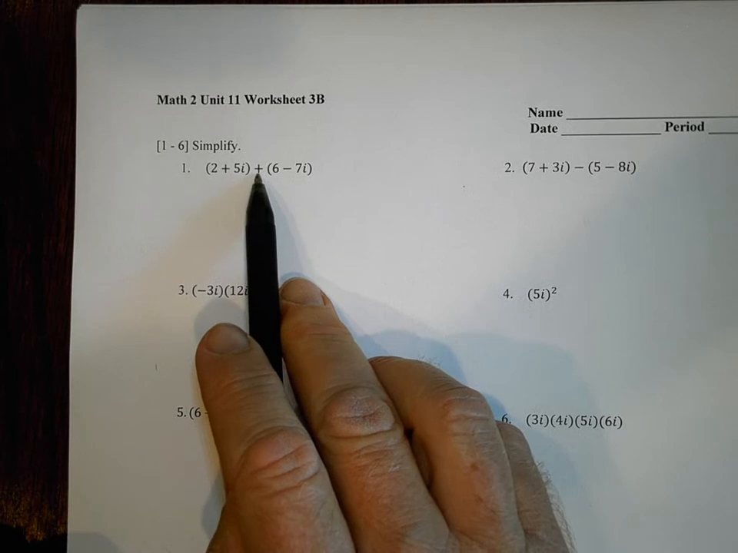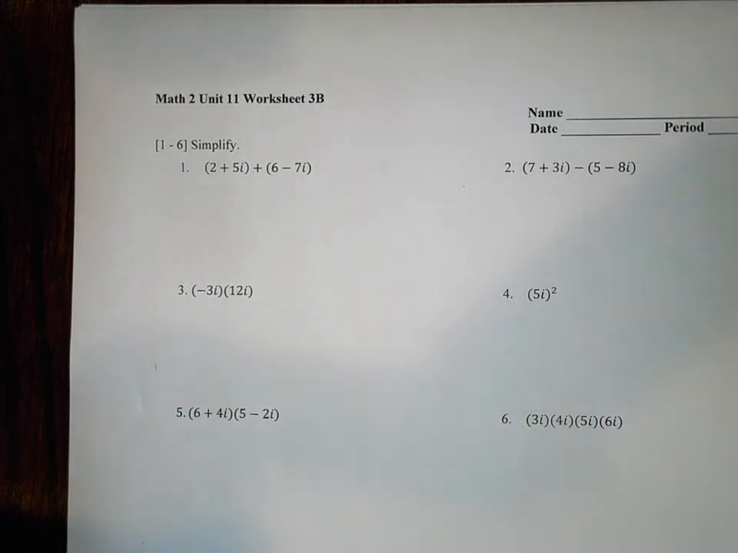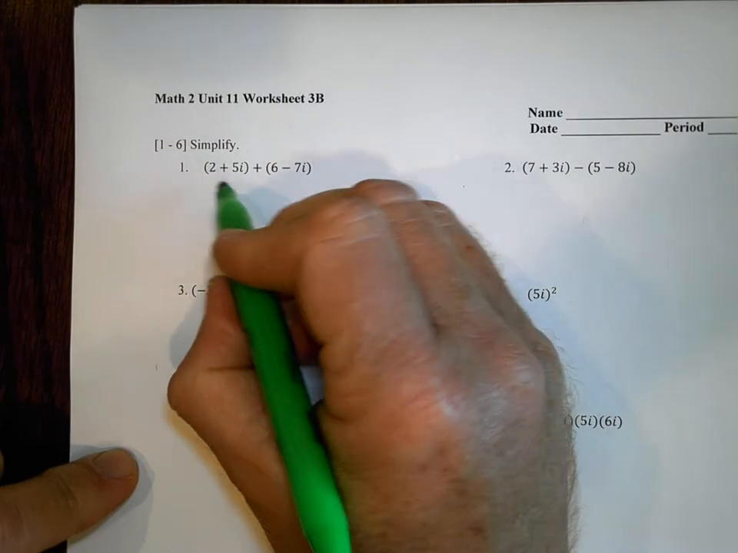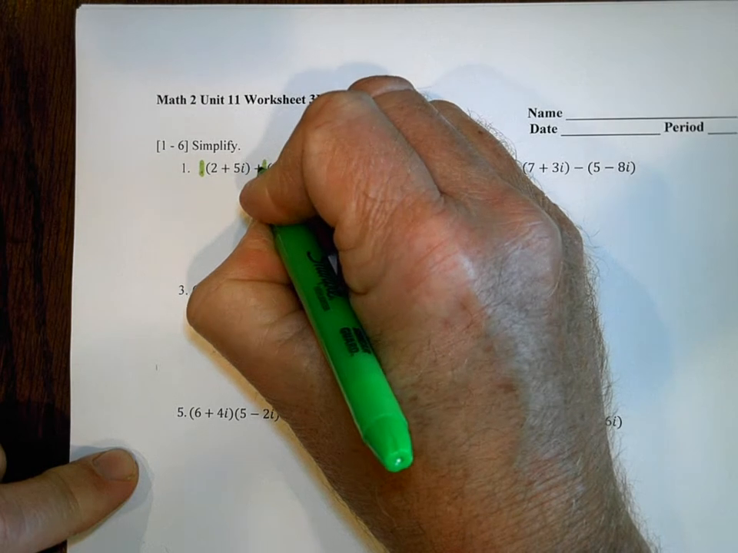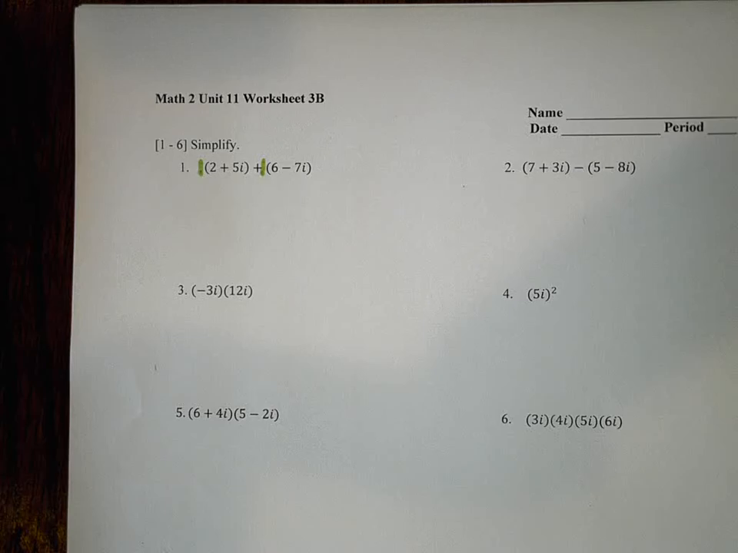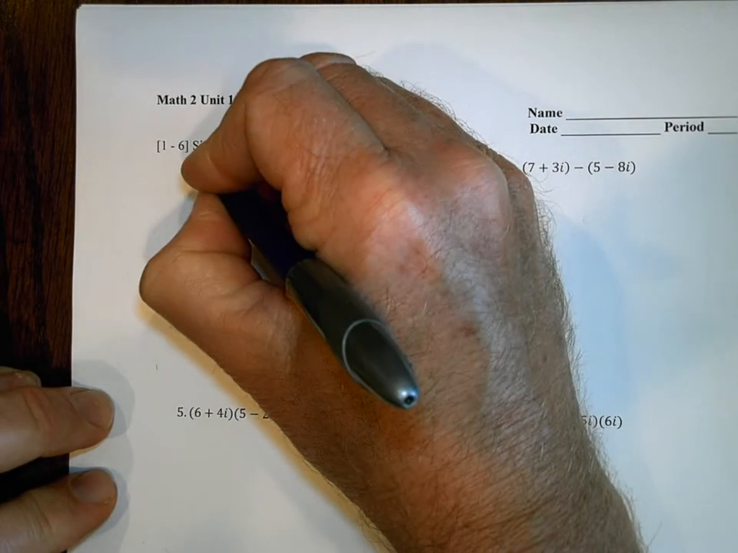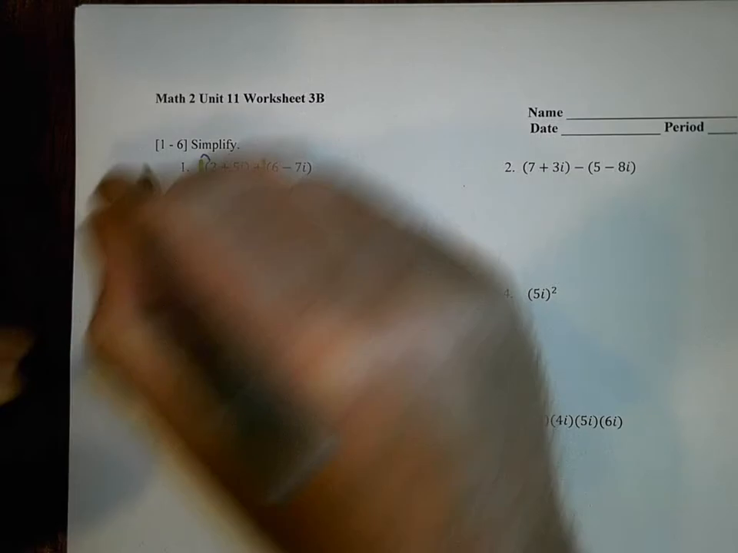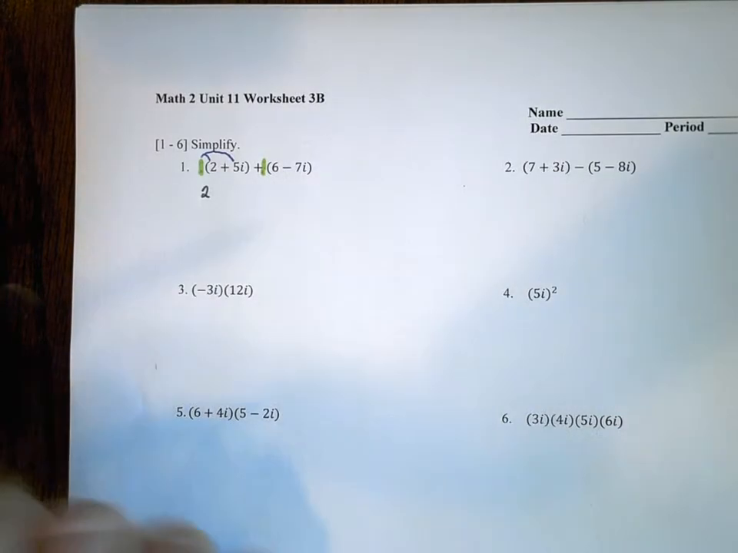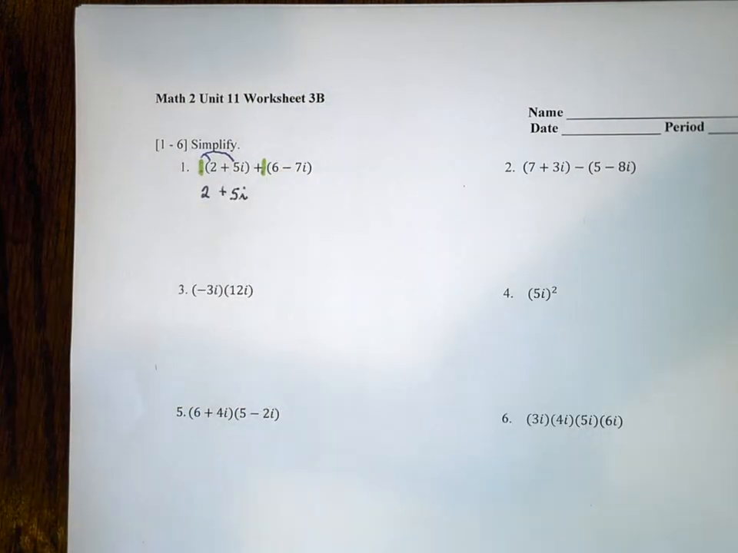So in number 1, you can see that it is an addition problem. So remember, when you have an addition problem or a subtraction problem and there's parentheses, the first thing you want to do is rewrite the problem without the parentheses, and the way that you do that is you distribute the number in front of each parentheses, which in this case is a 1. So I'm going to go 1 times 2, which is 2, and then 1 times positive 5i, which is positive 5i. So the first parentheses becomes 2 plus 5i.